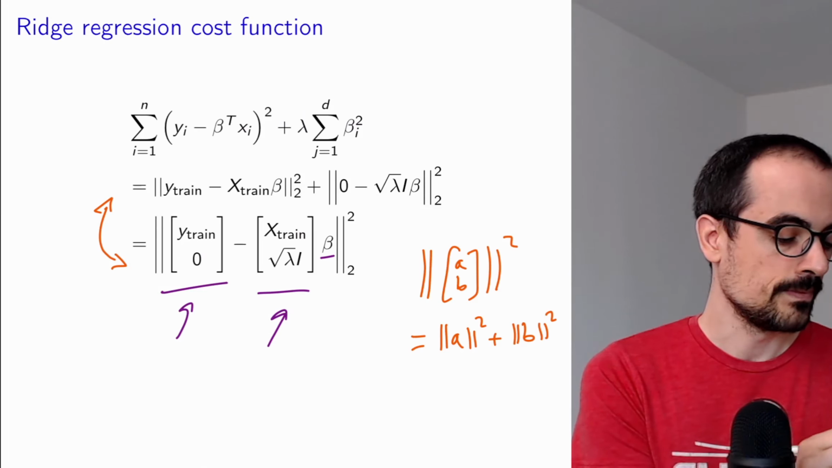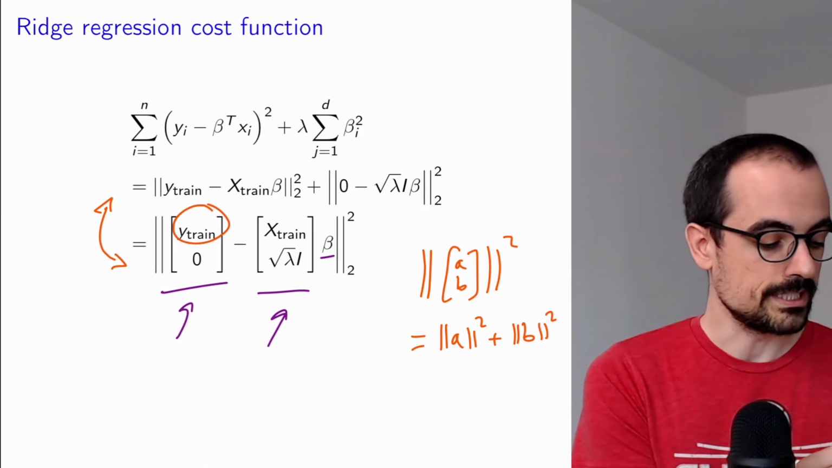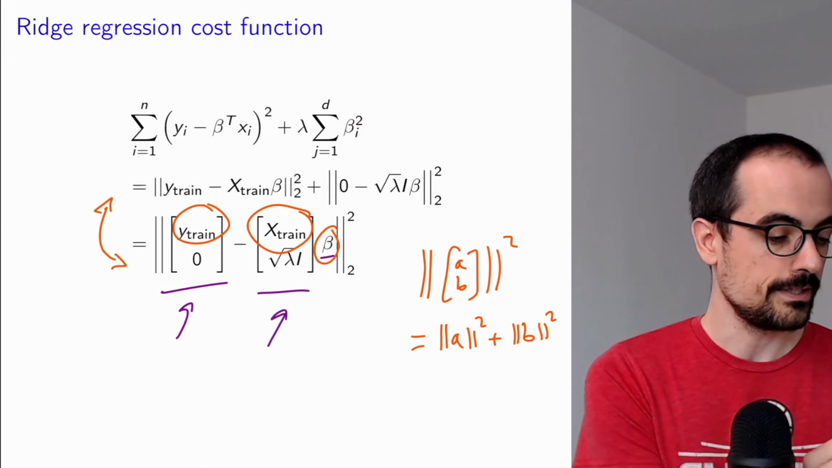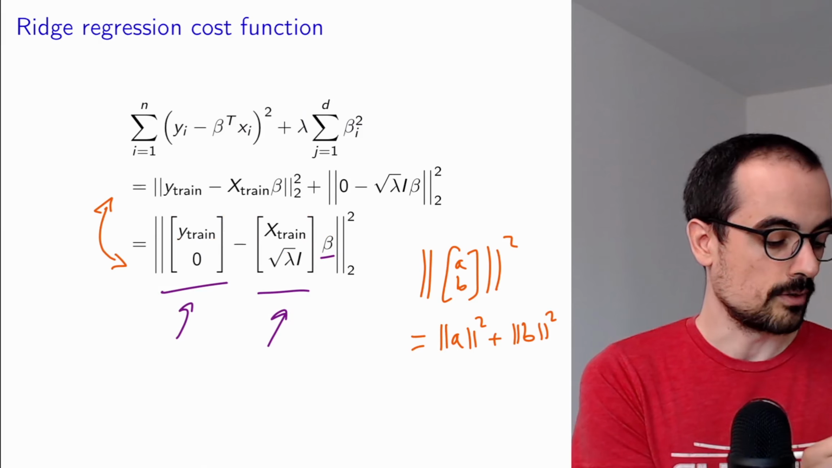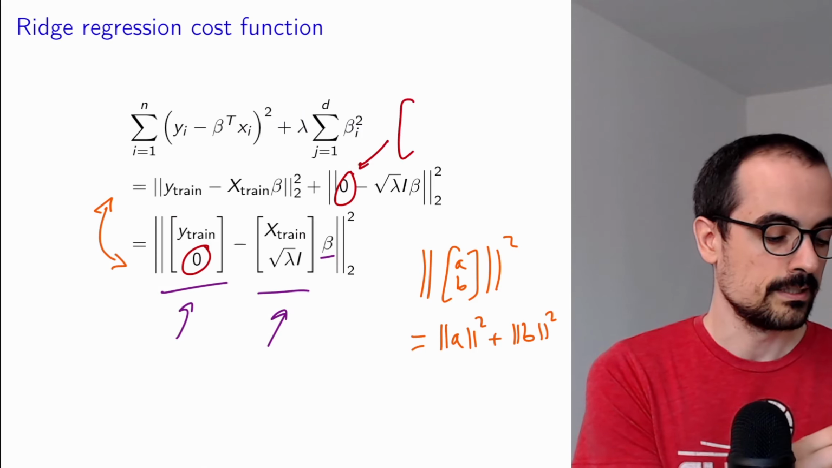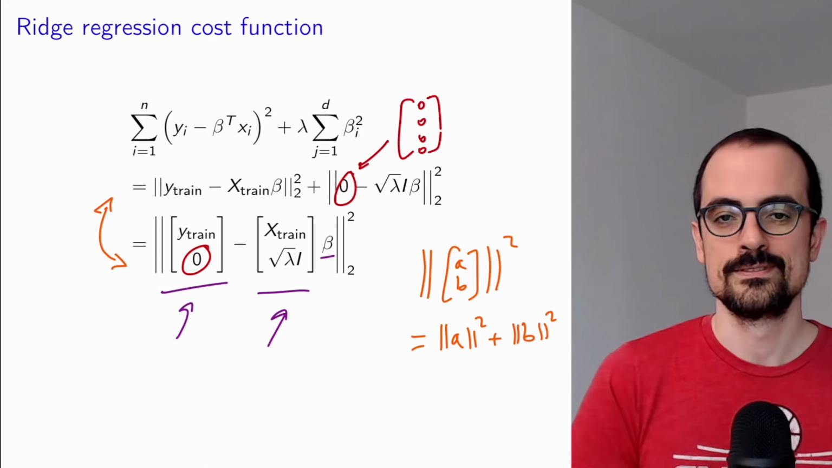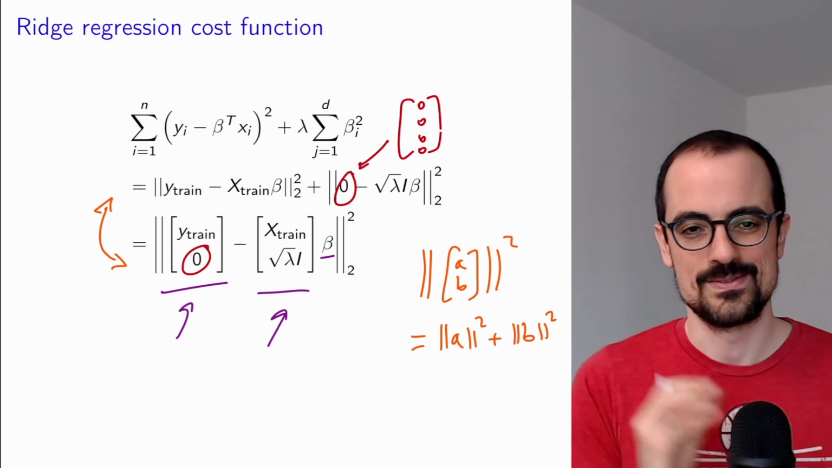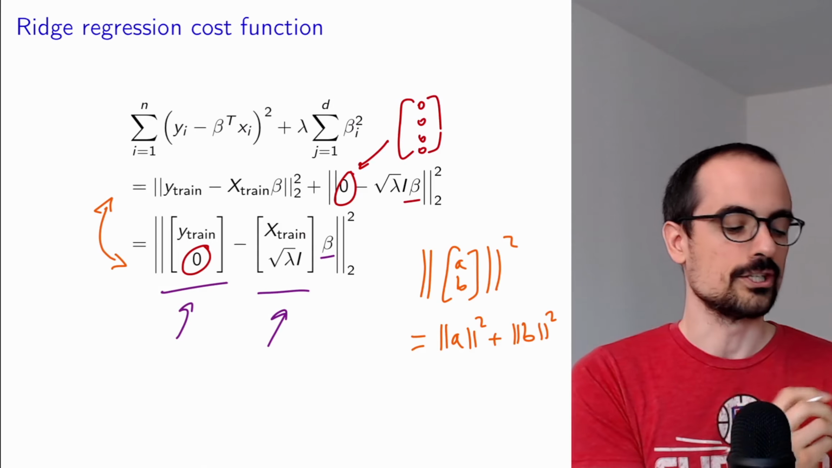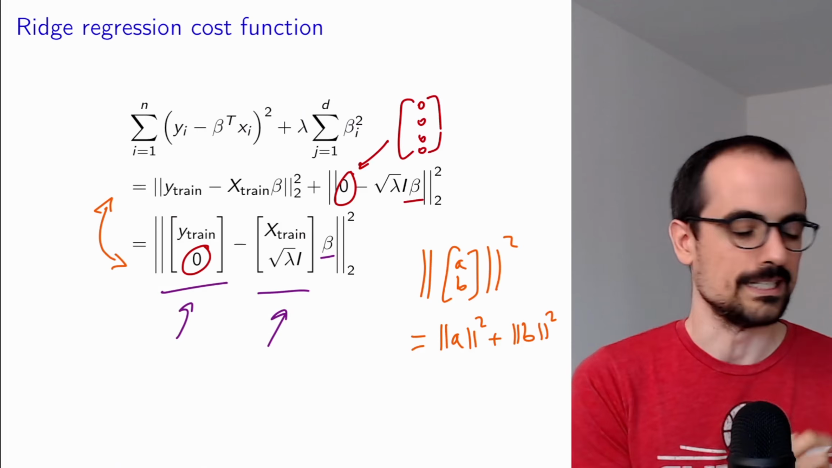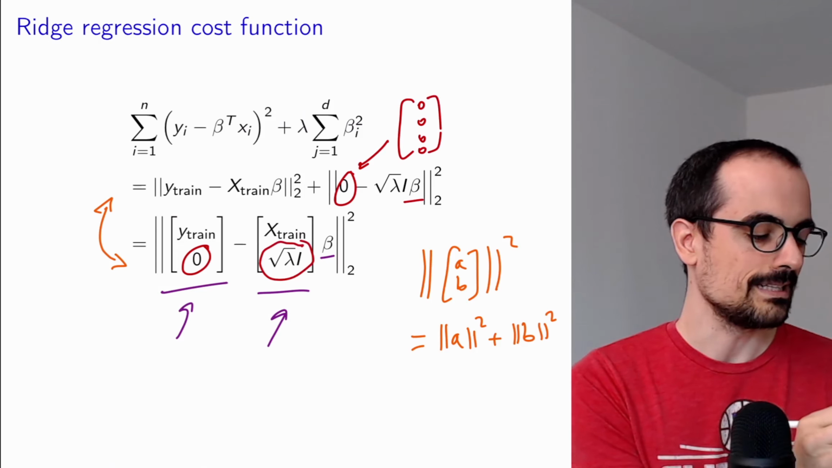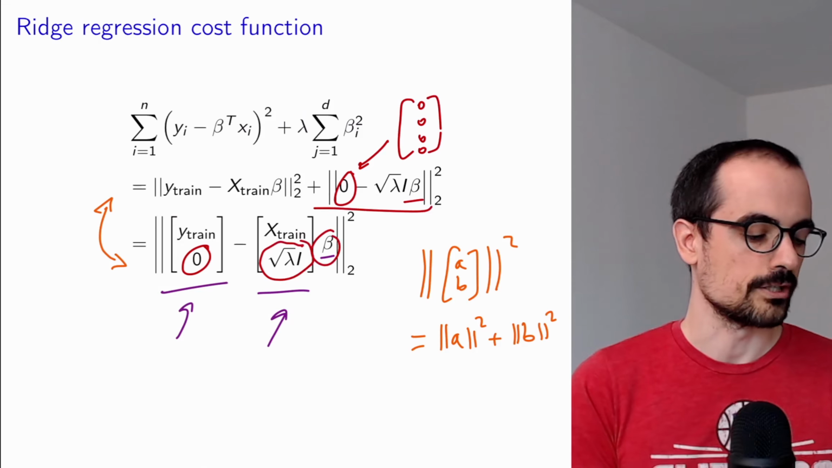Notice that from Y train we're going to subtract the design matrix times the linear coefficients. And from 0, which is actually a vector of zeros, in case you were wondering why on earth we are subtracting a vector of coefficients from a single number, no, that's a vector of zeros. From that vector of zeros, we're subtracting the square root of lambda I times the coefficients. So it's exactly this expression.